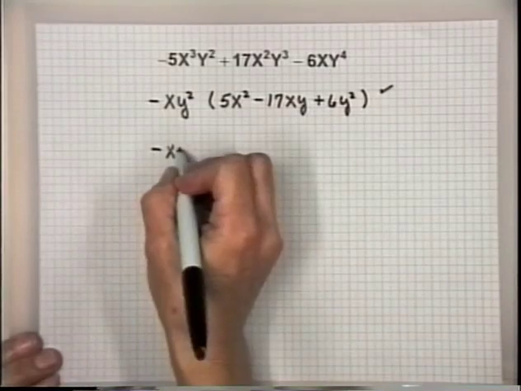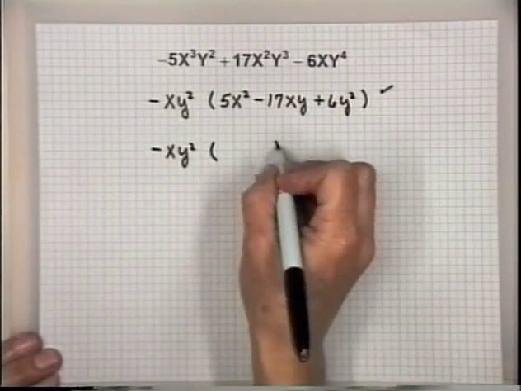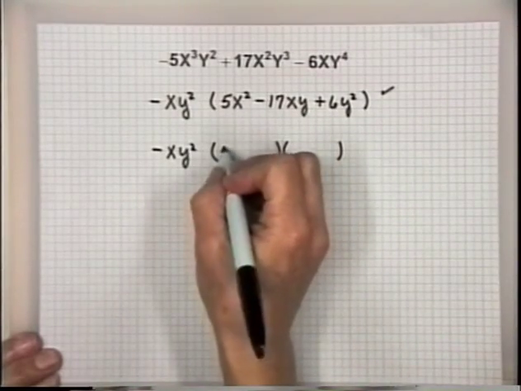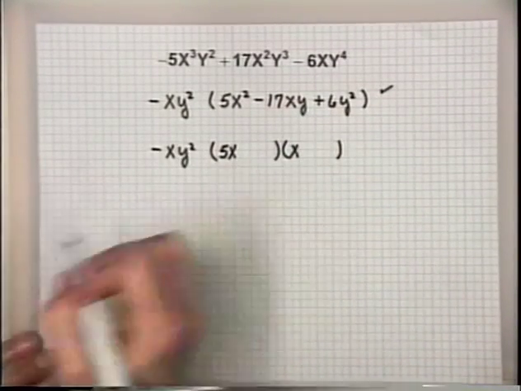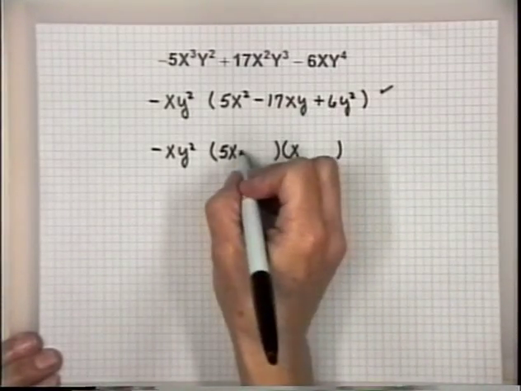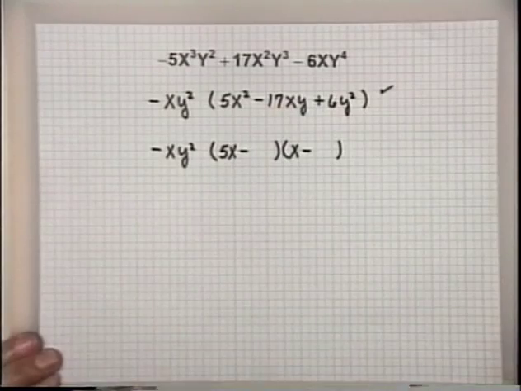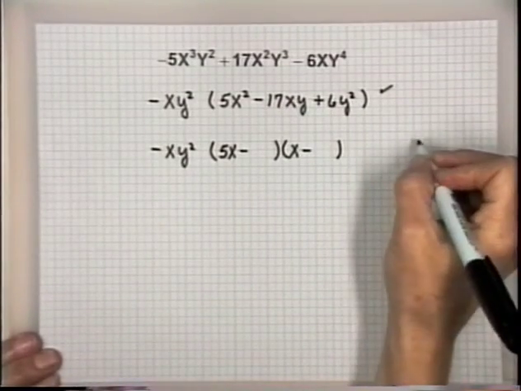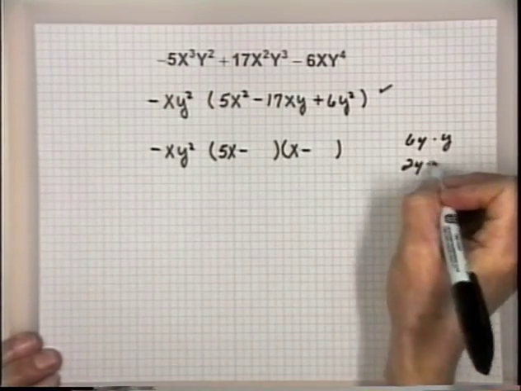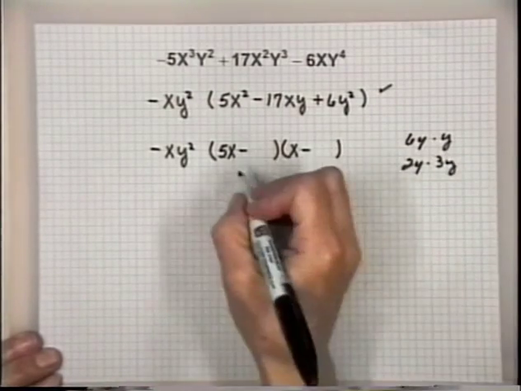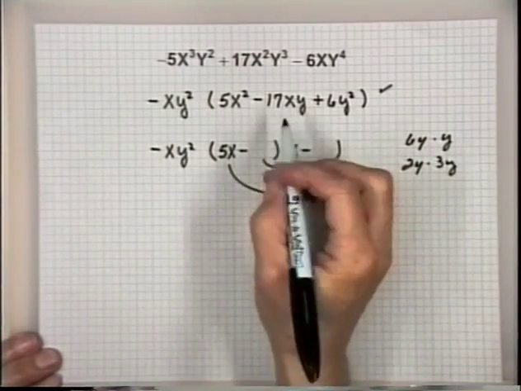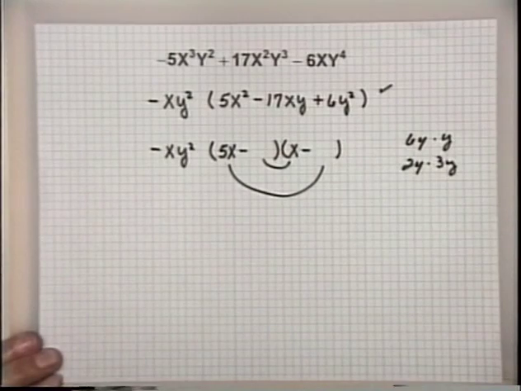Bring down negative x y squared. We're going to see if we can factor this trinomial. The only choice here is 5x times 1x. We will have same signs, both negative. We have two choices of factors for this third term. It could be 6y times 1y or 2y times 3y. Our outside plus inside products with same signs will be added. We're trying to get a 17 here.